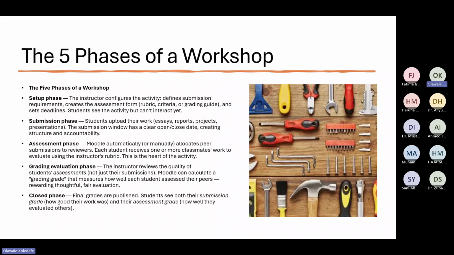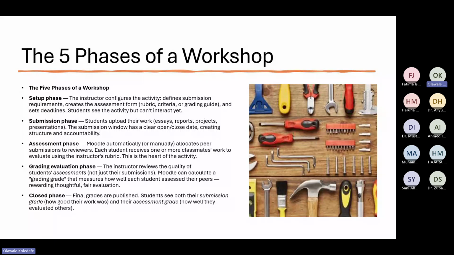The first stage is what we call the setup phase. This is where the instructor configures the activity, defines submission requirements, creates the assessment form, the rubric, the criteria, or the grading guide, or whatever we call the marking guide.